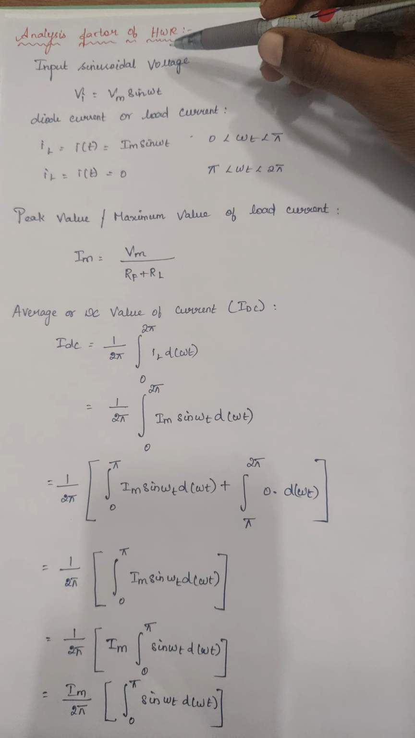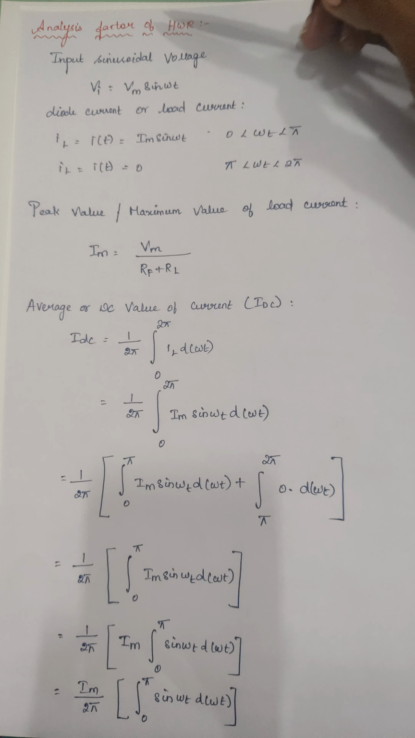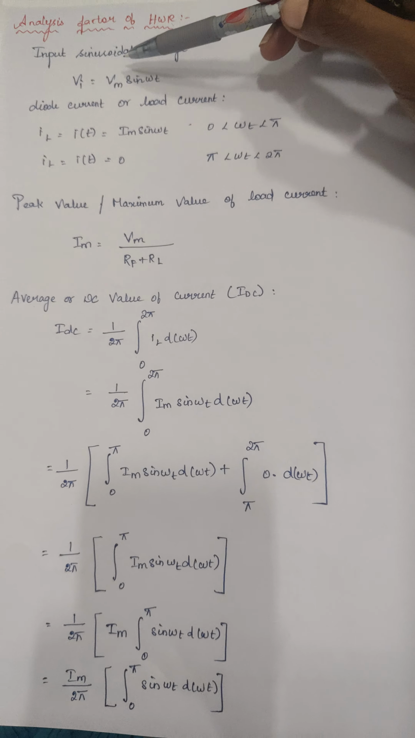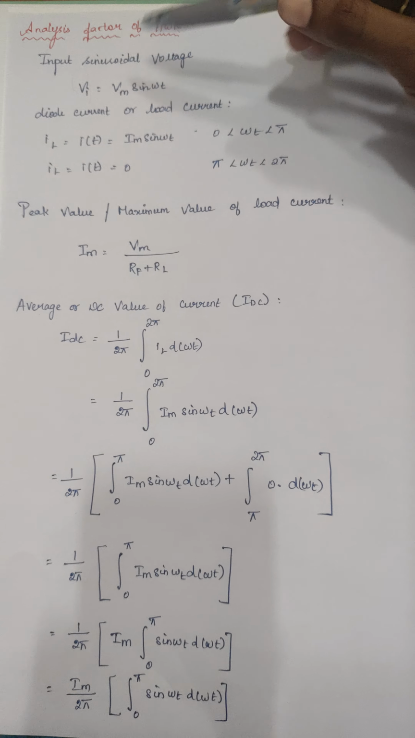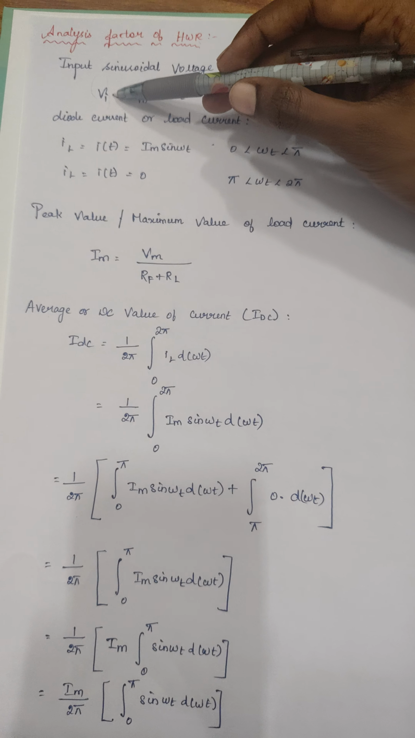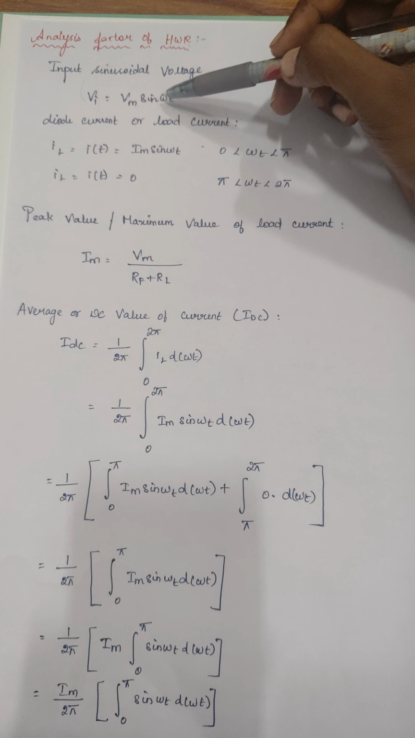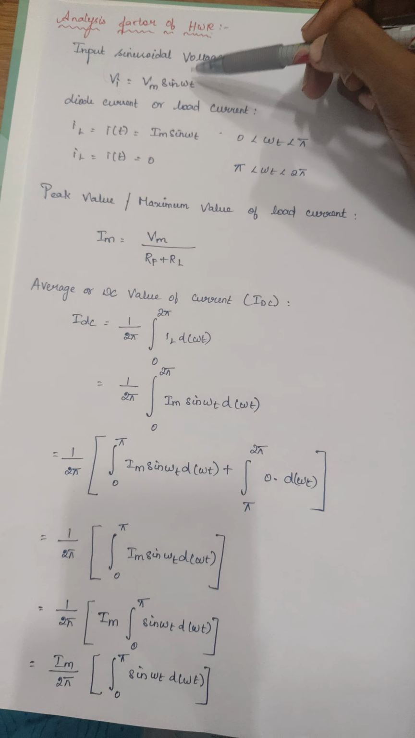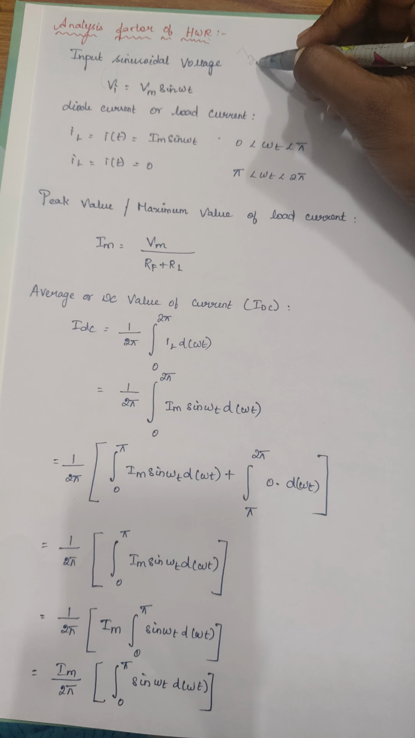Okay, so today we are going to see the analysis factors of the half wave rectifier. Its input is Vi, the input voltage. This is the sinusoidal input voltage, Vi is equal to Vm sin omega t. This is the input which you are applying to the transformer.